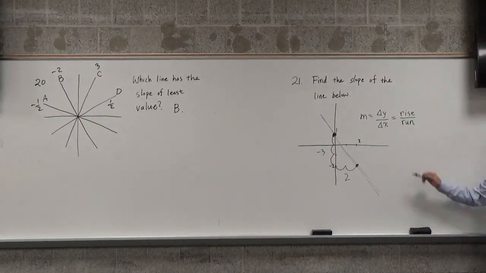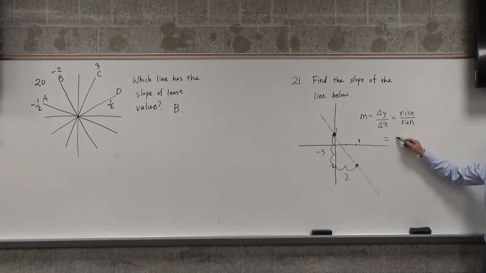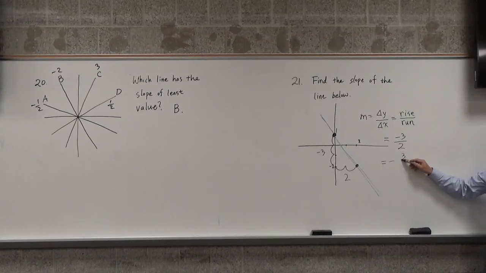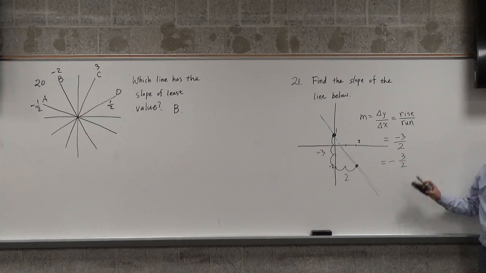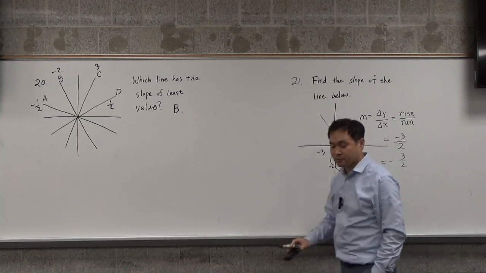Rise over run, therefore, what's the slope? Negative 3 over 2, okay? Which is the same as negative of 3 over 2. Okay? So the slope is negative 3 over 2.